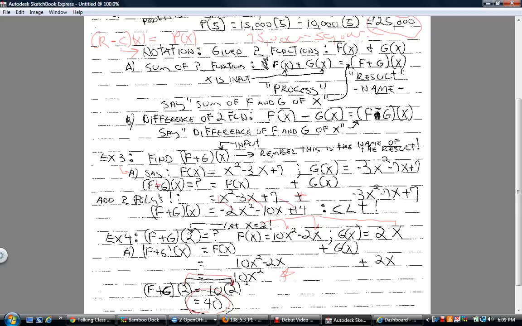Okay, so we're moving along here now. We've done addition. I'm going to see you here on page 3. We'll talk about if you have subtraction, you would simply subtract the two polynomials. Okay, but I'll see you on page 3 here in a little bit.